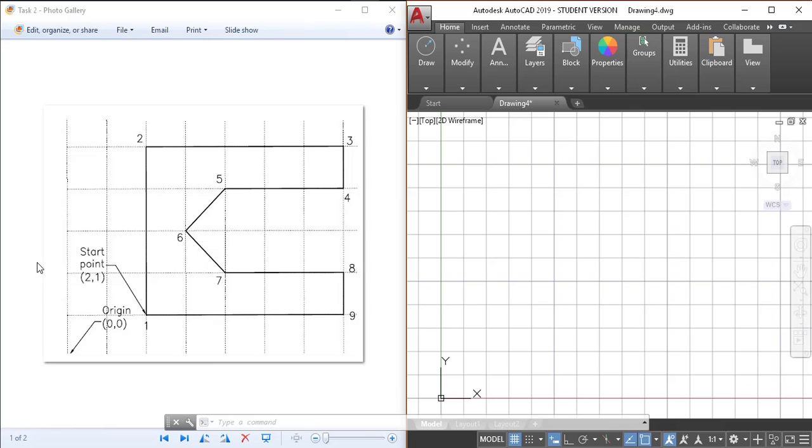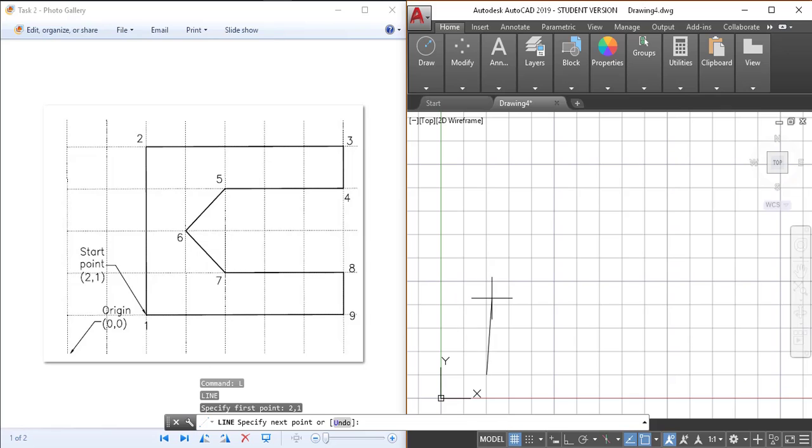So first of all we have to go to AutoCAD and invoke the line command by typing L. But before that we have to see whether the dynamic input mode is switched on or off. We can see that the dynamic input mode is on. So we have to switch it off because we want to do this drawing in the absolute coordinate system. Then we invoke the line command and give the coordinates of the first point, which are 2 comma 1.